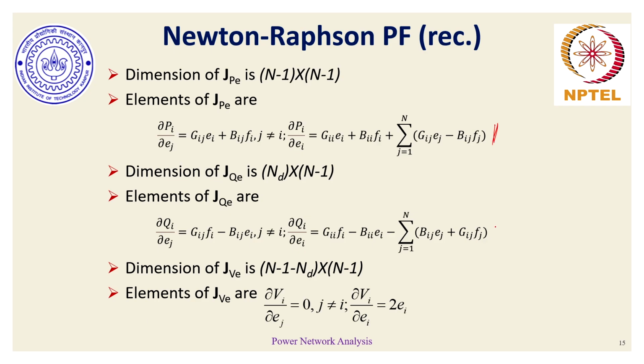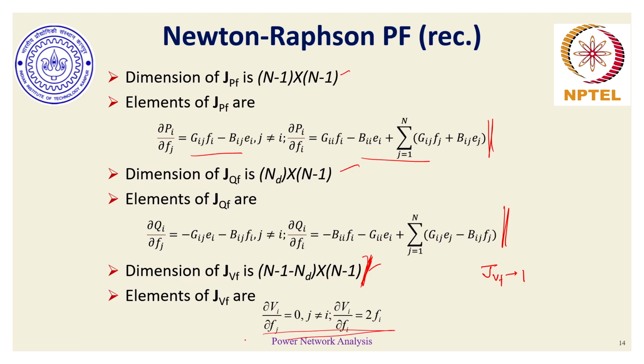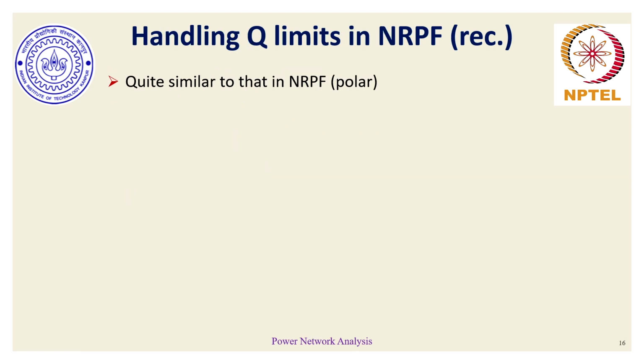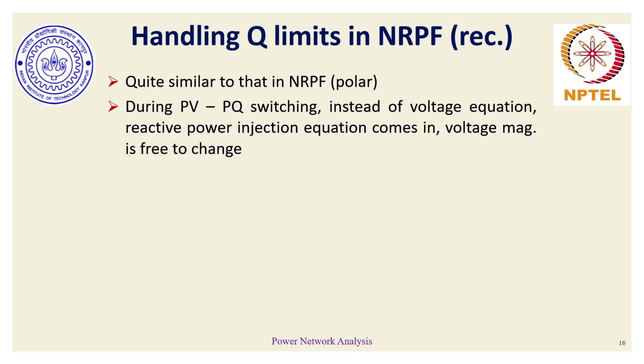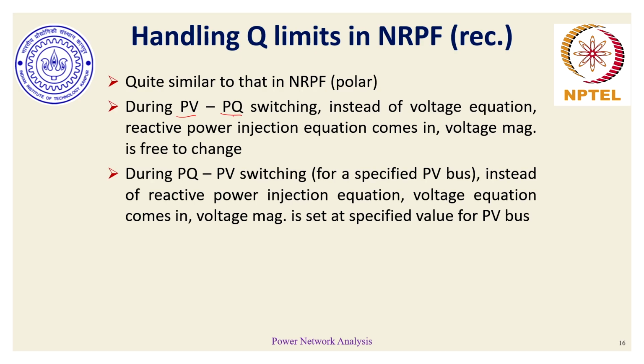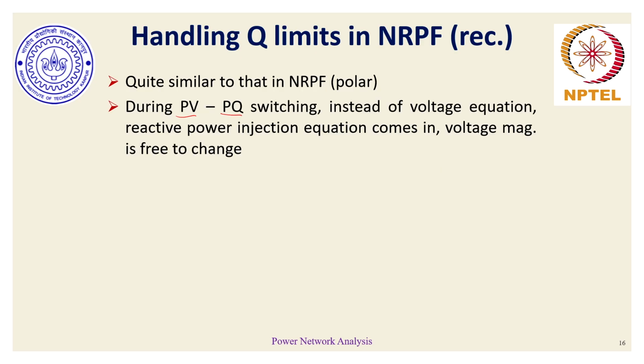The first 2 forms are pretty simple. The third form is exactly similar to the form that we discussed for the F matrix here. The handling of Q limits, which is the last part, remains exactly the same. PV to PQ switching and PQ to PV switching will keep happening depending on whether the reactive power injection equation is satisfied for every such PV bus. So during PV to PQ switching, the corresponding voltage equation is not to be considered because the voltage magnitude which was defined for the PV bus is no more fixed. It has violated its reactive power control.